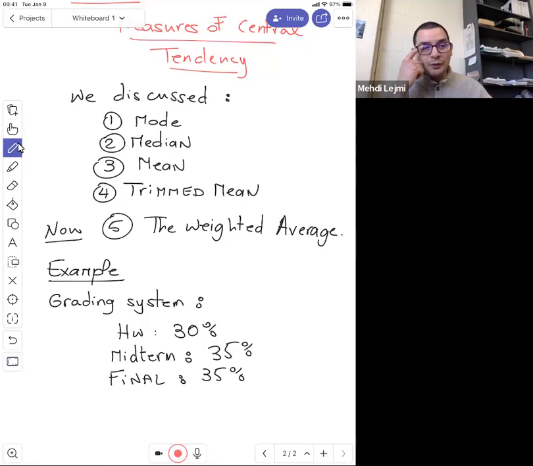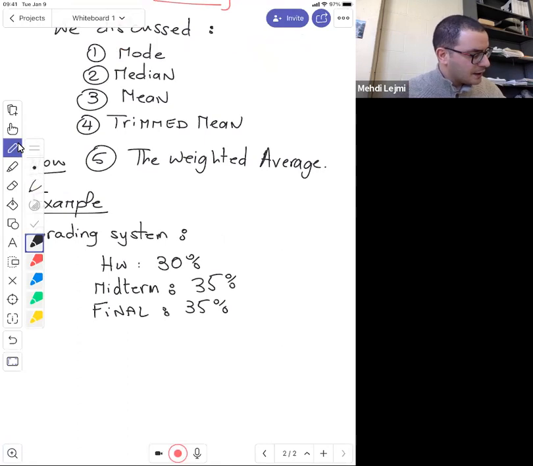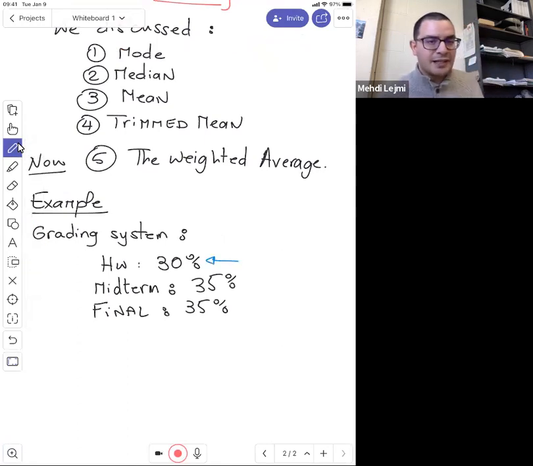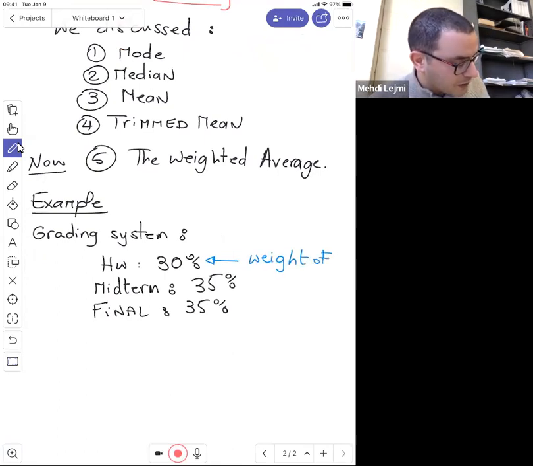As you can see from the percentages here, guys, the midterm and the final are more important than the homework, so they are given more importance. This percentage corresponding to each test is called the weight. The 30% is the weight of the homeworks. The 35% is the weight of the midterm. And finally, the weight of the final is 35%.